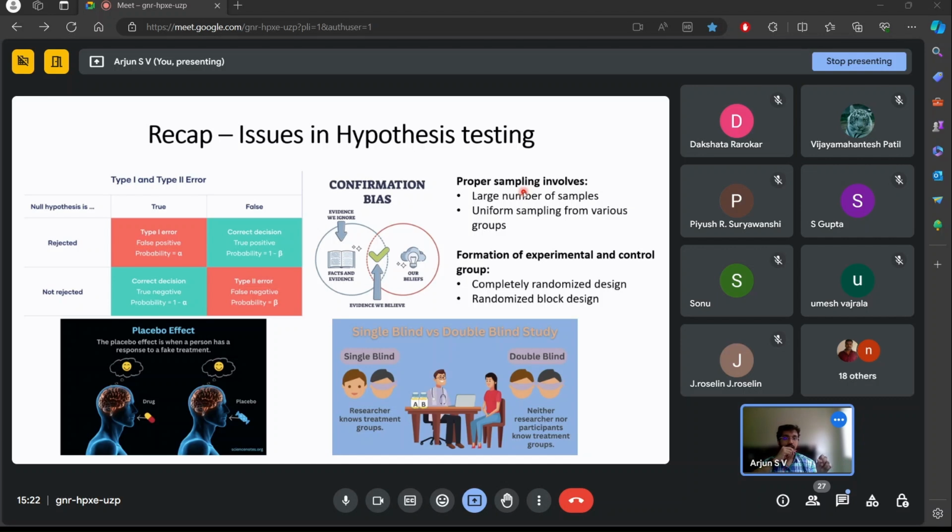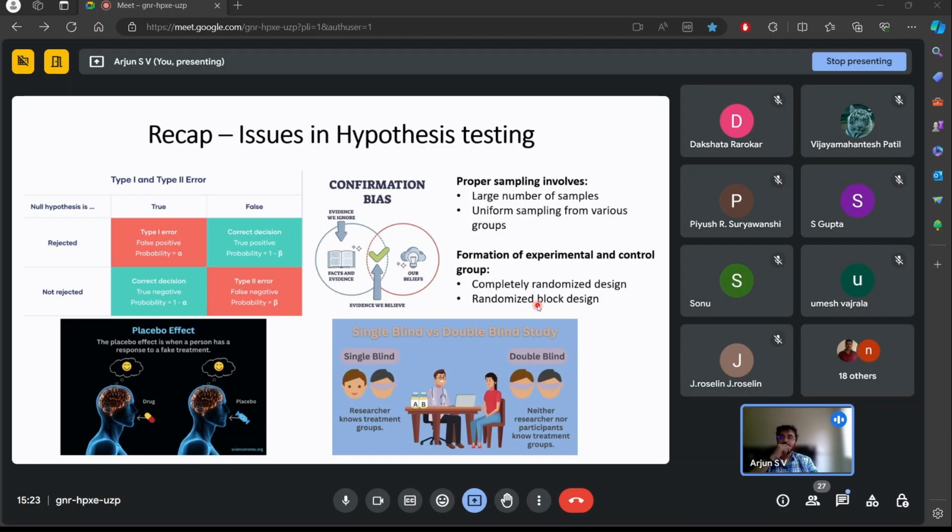How can you make sure that you do uniform sampling in experimental and control groups? There are two methodologies. One is a completely randomized design, where you randomly take any sample and place it in any group. Another is randomized block design, where you take any group or subgroup and randomize all the samples in it, so that you don't know which one is susceptible to your hypothesis and which one is non-susceptible.